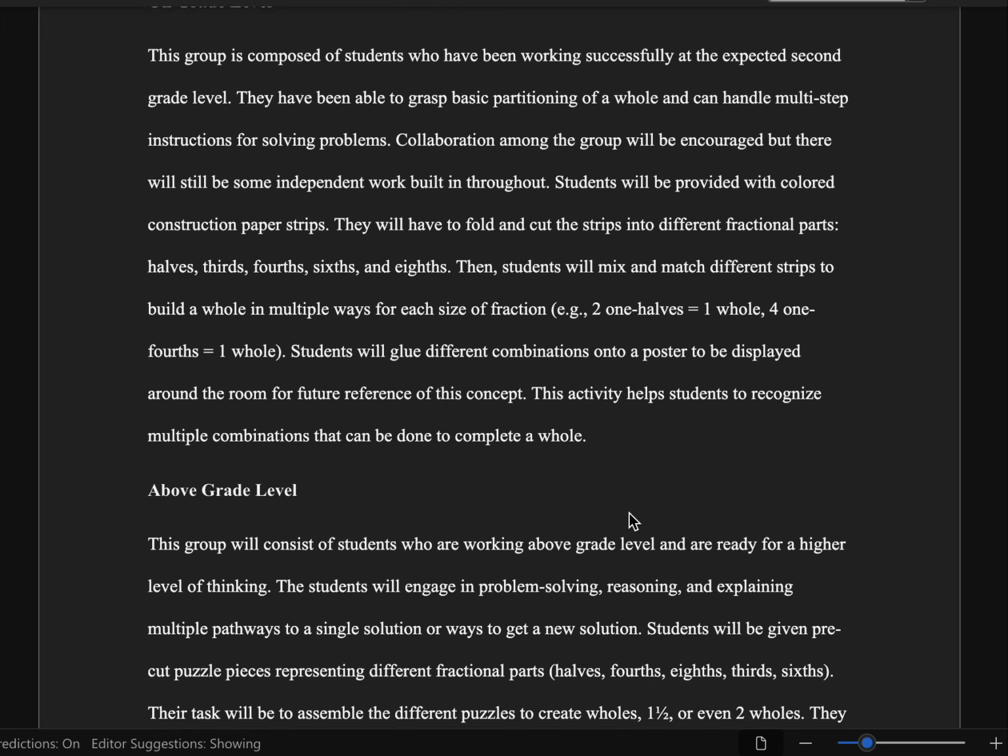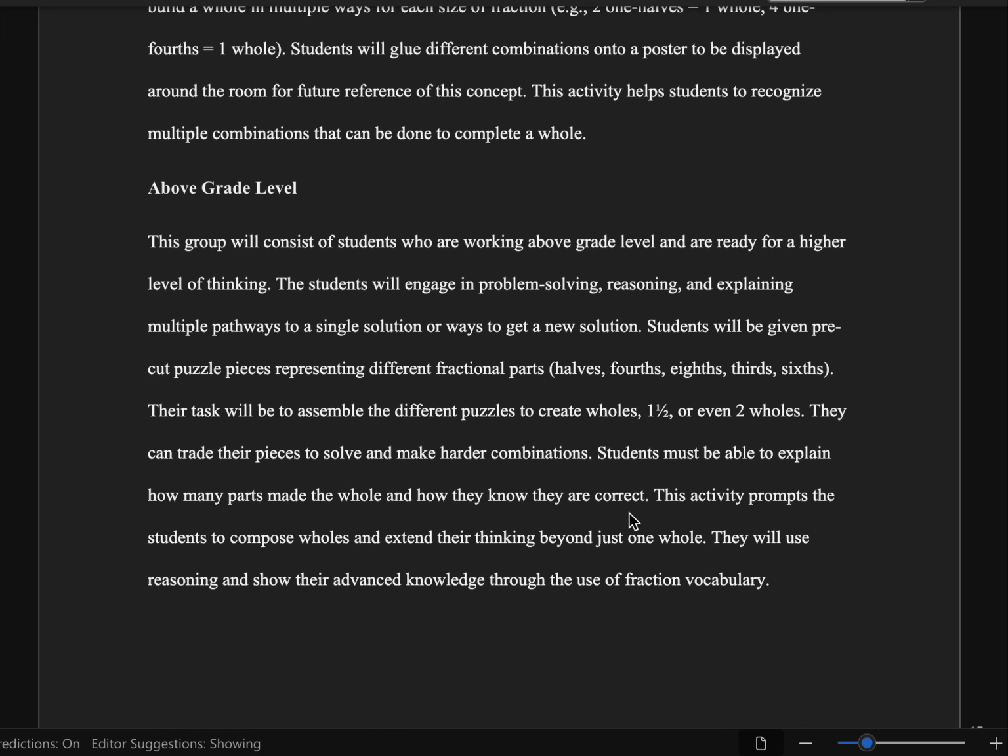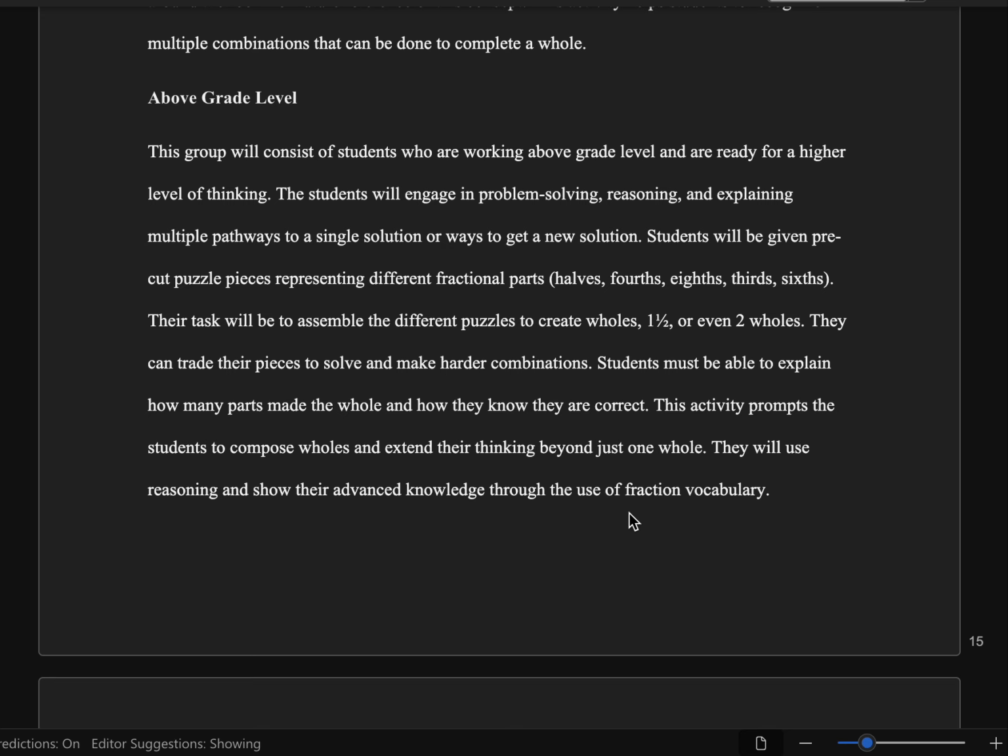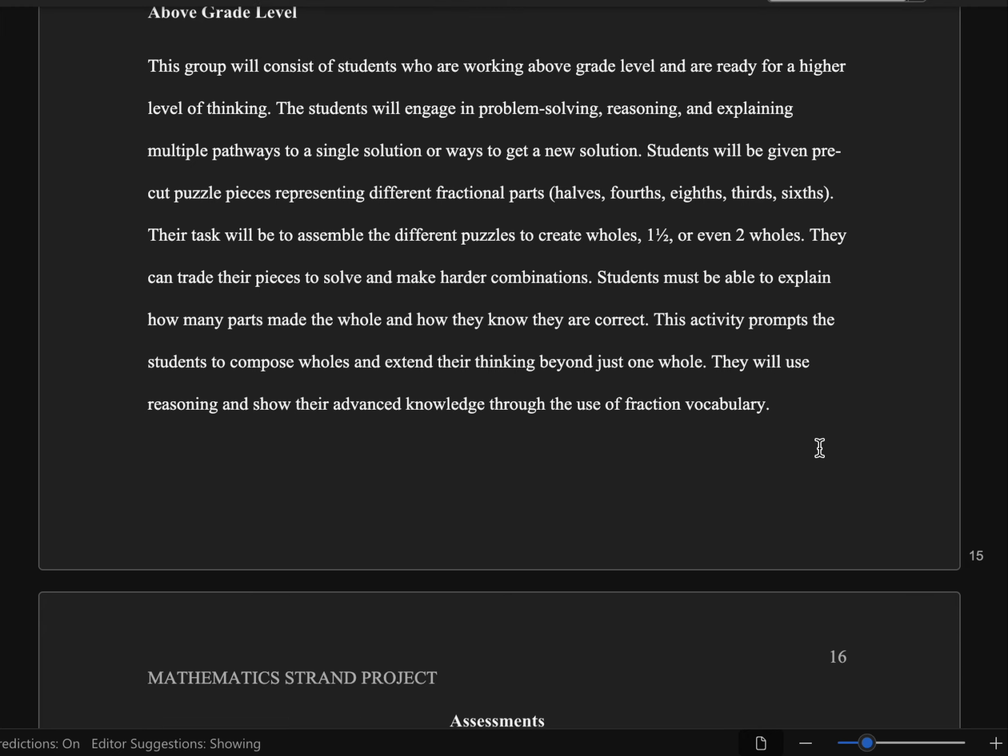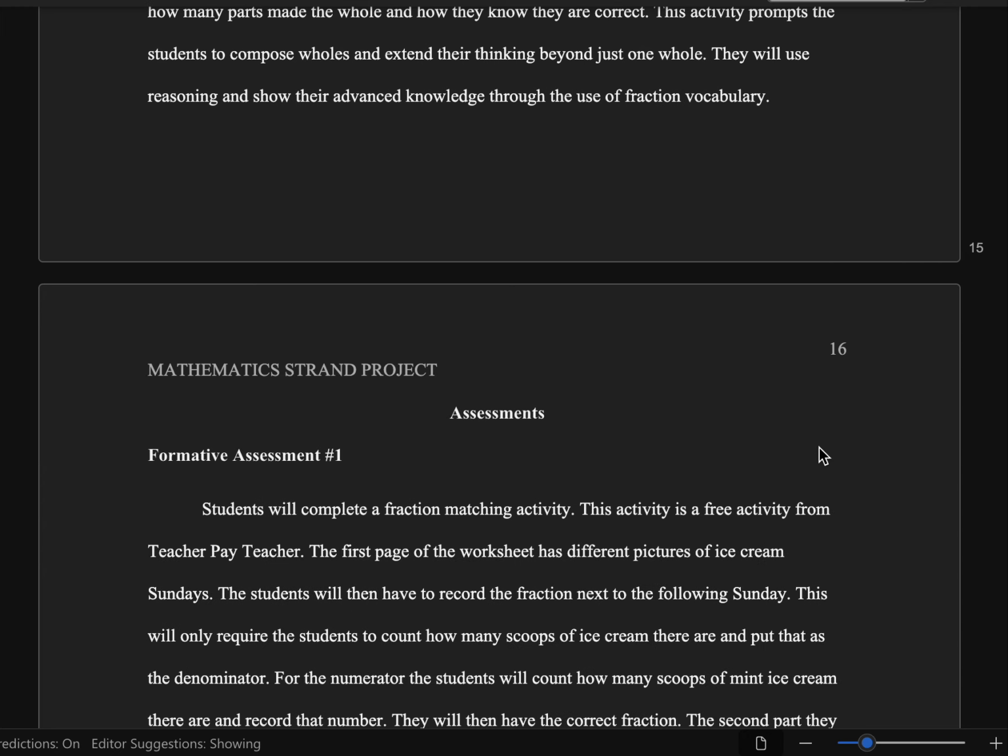And then the above grade level, this group works with puzzles, so it's just a bit more complicated than the fraction pieces. They'll work with puzzles and they'll be able to swap pieces to see what they can use to create wholes. So this can go a little bit further with, like, instead of 2 halves, you can use a half, and maybe 2/4 will equal the other half, and just understand that they can go even bigger than a whole when making fractions.